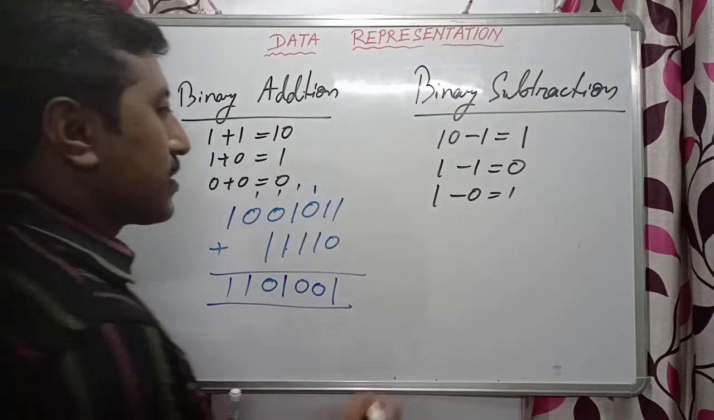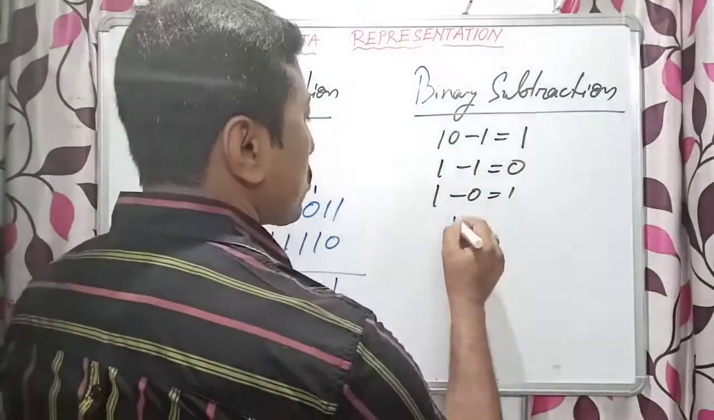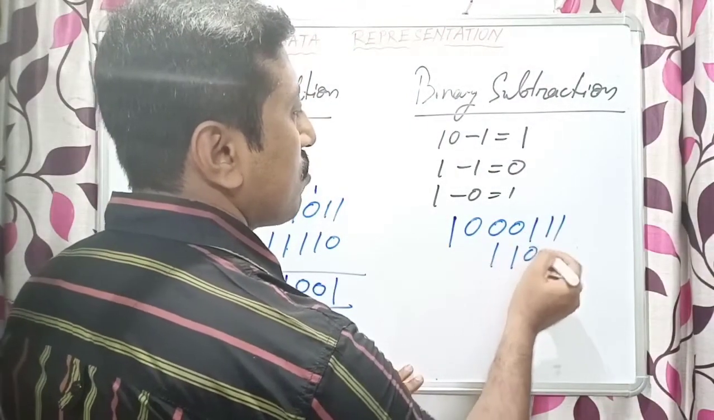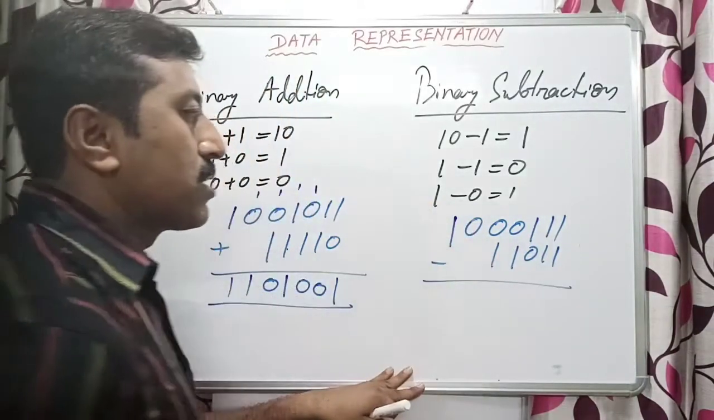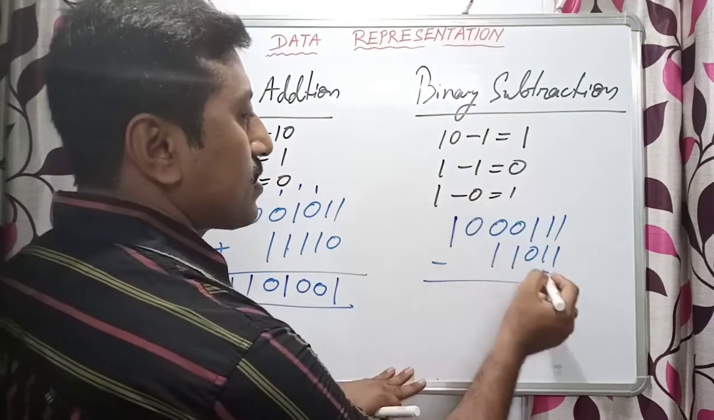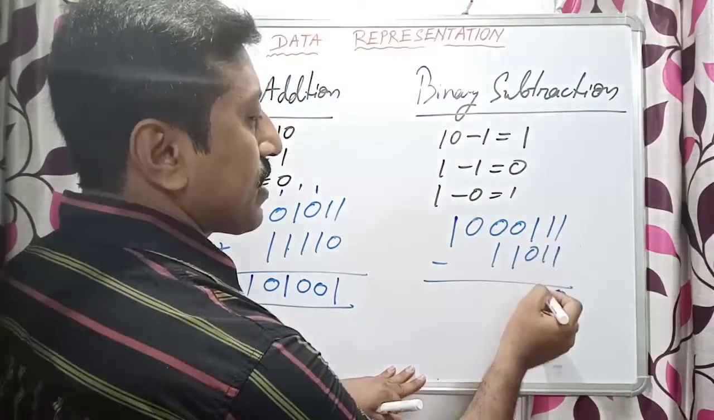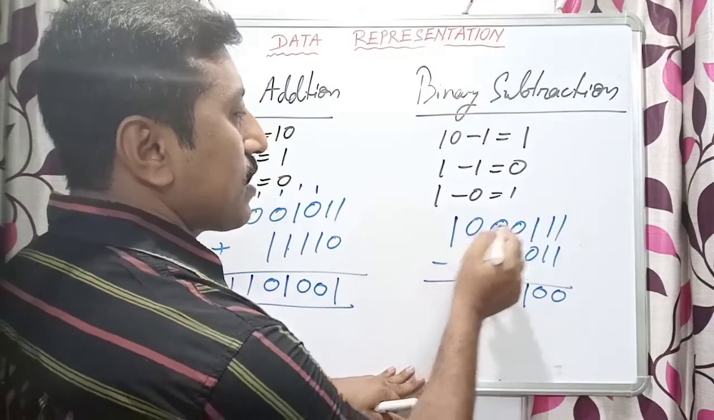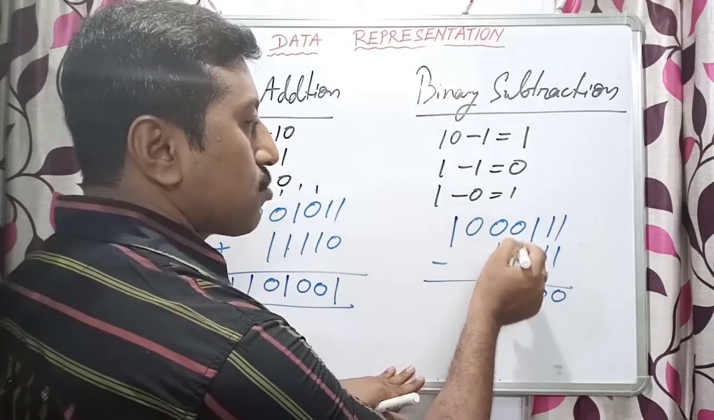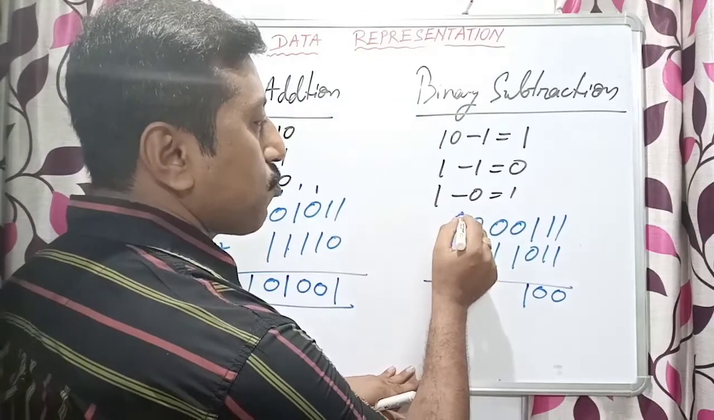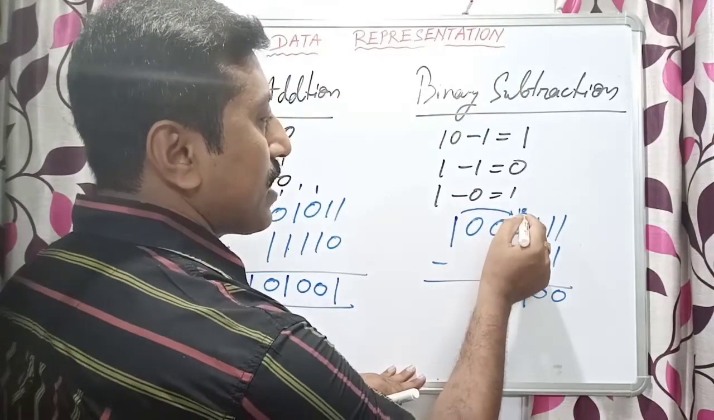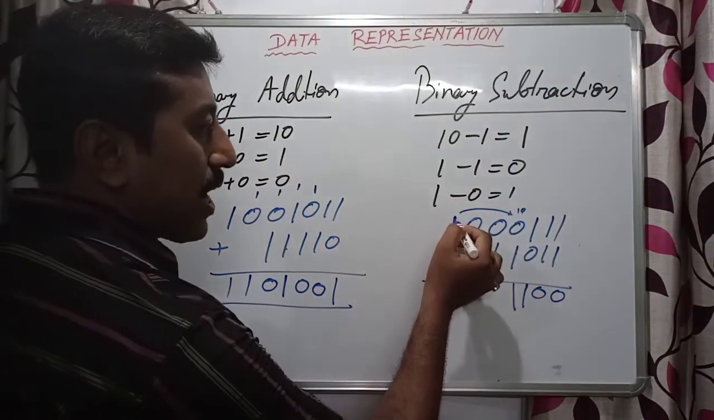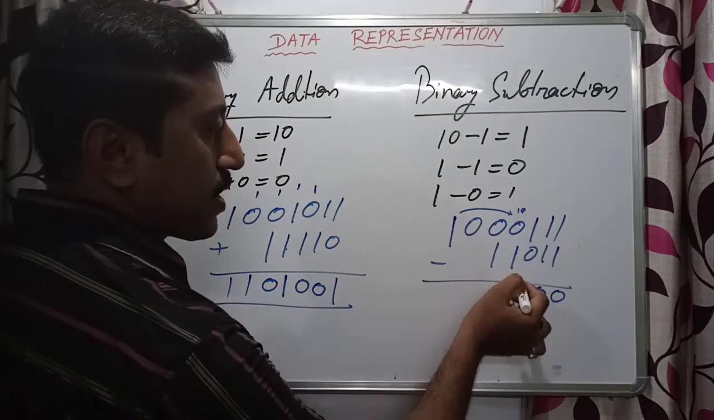Similarly, for subtraction, take one value 1 0 0 0 0 1 1 1, and I have written 1 1 0 1 1. We'll do the subtraction. First 1 minus 1, I have written 0. 1 minus 1 is 0. 1 minus 1 is 0. 1 minus 0 is 1. And here it is 0, but we cannot subtract 1 from 0. That's why we'll take this 1 here, so here it will be 10. When we take a carry, 1 from this side, it will be 10 minus 1 equal to 1.